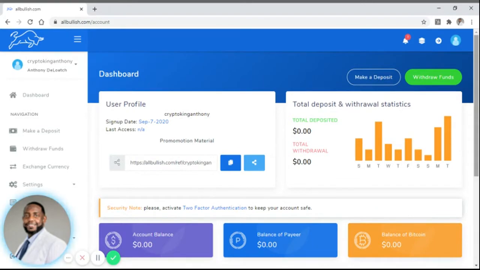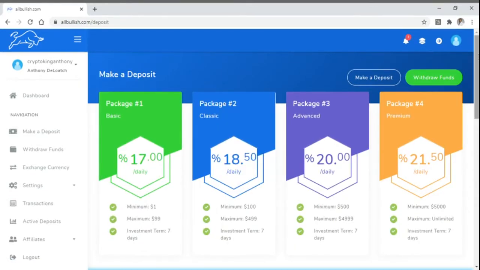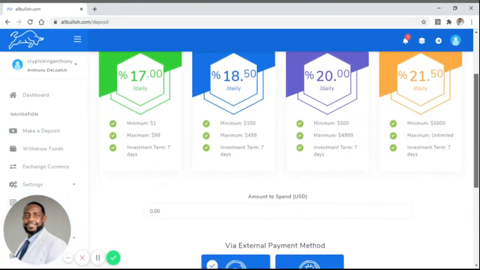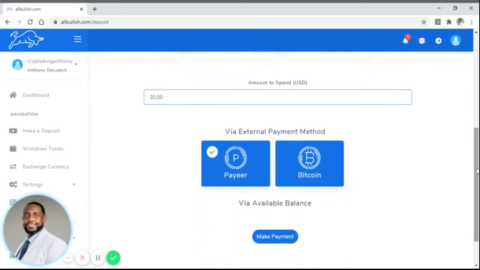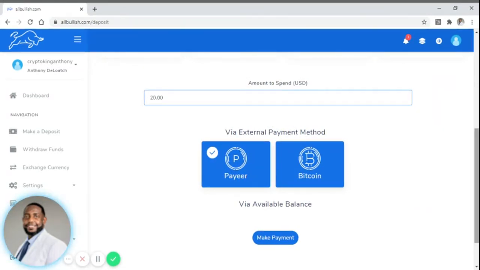You can actually go ahead, if you're ready, and make a deposit. What you would do is click on the button for make a deposit here. When it takes you to the deposit page, it is going to show you all the different packages so you can decide how much you want to spend. What you would do is click in here the amount of US dollars that you want to spend. So let's say it was $20. If I wanted to spend $20, I would just key in $20, and then I would use my payment method. Like I told you guys, Payeer is not available in the United States. So if you're in the United States, you will have to use a Bitcoin wallet to actually fund this platform.